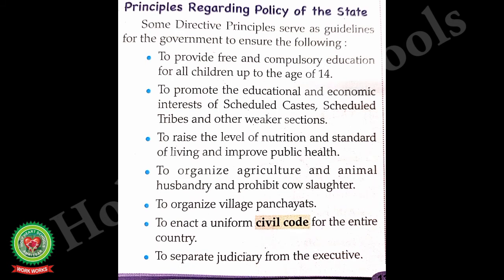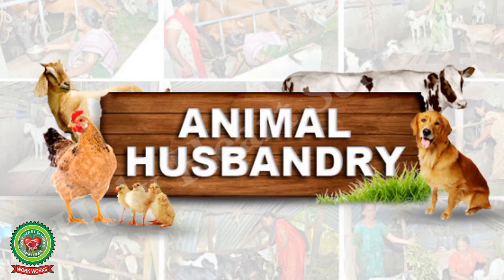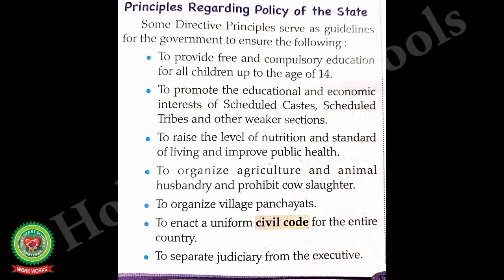Number 4, to organize agriculture and animal husbandry and prohibit cow slaughter. Article 48 lays down that the state shall try to organize agriculture and animal husbandry on modern and scientific lines and shall in particular take steps for preserving and improving the breeds, prohibiting the slaughter of cows and other milch and draught animals.